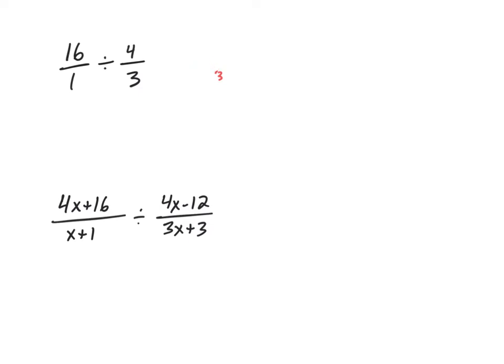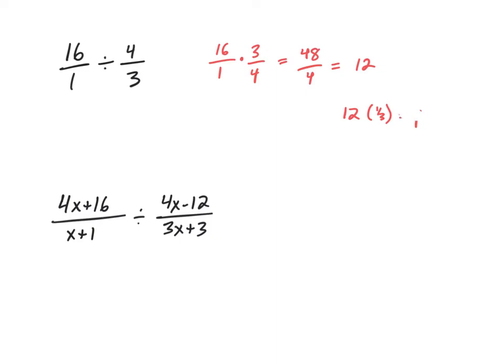There's another strategy that we will talk about more in class, but to give you the shortcut here, it's 16 over 1. You keep the first one. Let's change the sign and multiply by the reciprocal instead. Instead of dividing, we're going to multiply by the reciprocal. Now we've got 48 over 4, which is 12. It would take 12 of those 1/3 cups to fill up a full 4 cups.